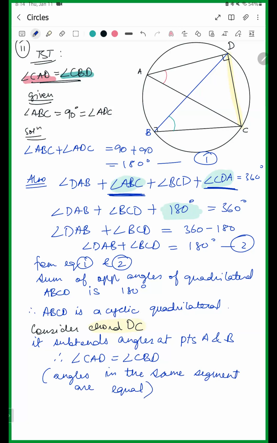Okay. If you have something like this, a chord is subtending two angles in the same segment of the circle. Segment means the part that a chord makes. This portion is called a segment. This is a major segment and this is a minor segment. So angles in the same segment, they are both in the same segment, right? Which one is the other segment? This is the other segment. So these two angles will be equal. Angles in the same segment are equal, and we even proved it. So this proves the question.